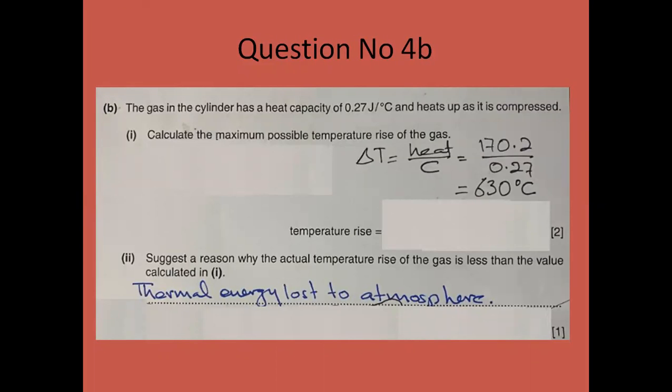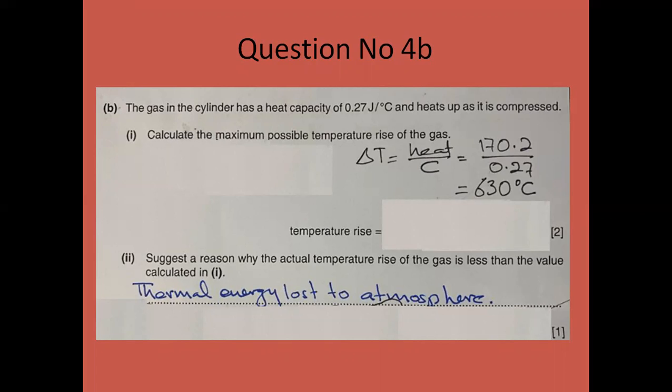The gas in the cylinder has a heat capacity. This is not specific heat capacity, and the formula is the change in the temperature is equal to the heat divided by the heat capacity. So the heat provided there is 170.2 joules, and the heat capacity is 0.27. So there will be a change of the temperature. How much? 630 degrees centigrade.